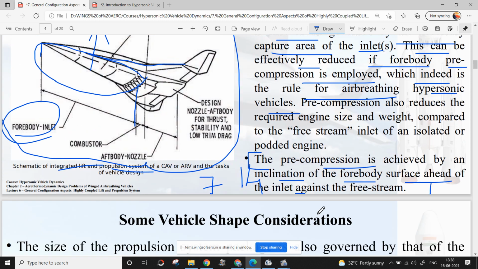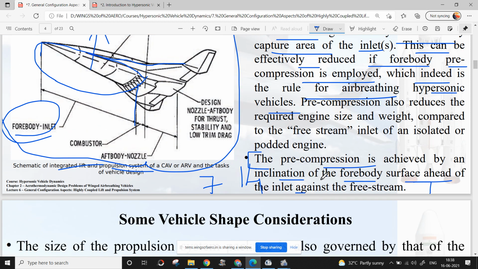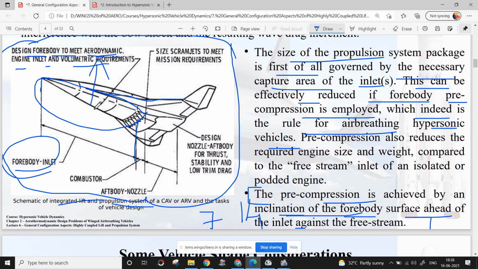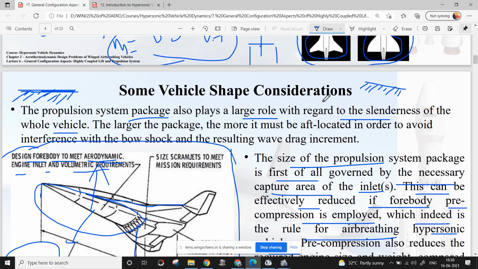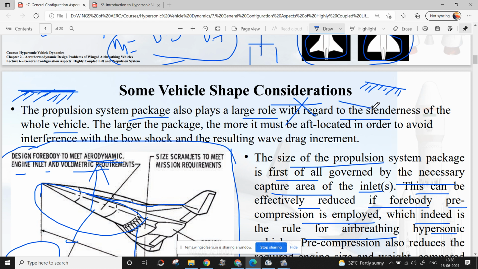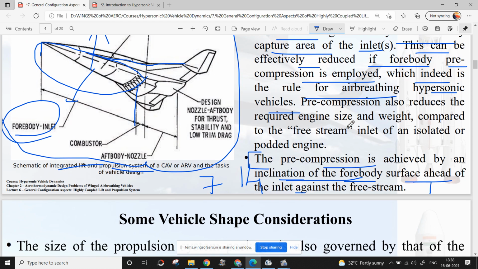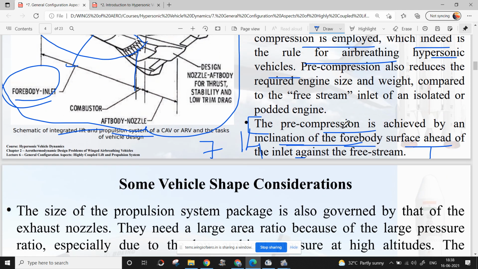So they are giving the idea that we need to achieve this pre-compression by inclination of the forebody. The lower surface of the forebody needs to be developed with a particular angle. From the nose, there should be an inclination. There should not be a flat surface. A flat surface should be avoided. Then only can we achieve the pre-compression of the engine inlet, so that we can successfully help the propulsion system.